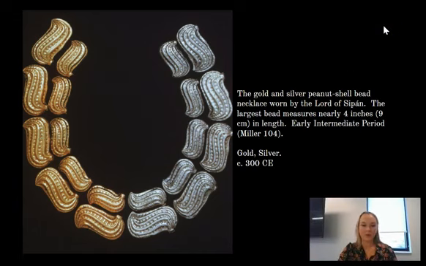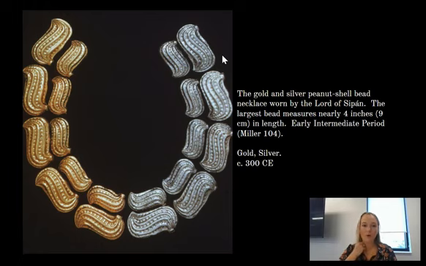So peanuts became a luxury good in Moche culture, and we actually have a lot of artwork examples that show peanuts, vessels in the shape of peanuts, shamans playing flutes that look like peanuts. And here we have this really impressive necklace that's made out of gold and silver. So half of the beads are made out of gold, the other half is made out of silver, and the longest of these beads is almost 4 inches long. So this would have been a very large necklace.